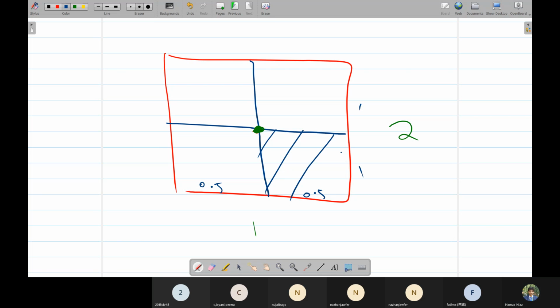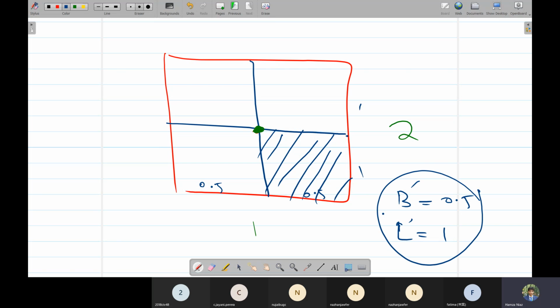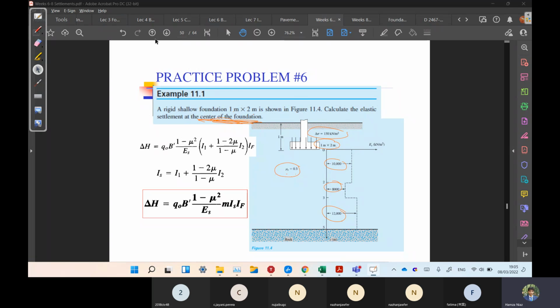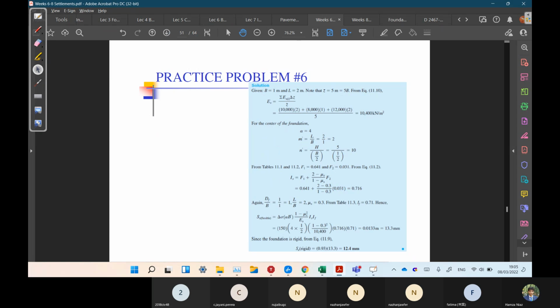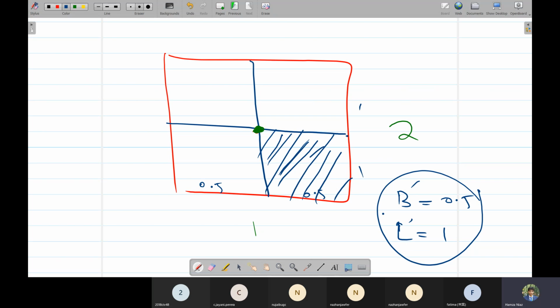So for one part, our B value would be 0.5 and the L value would be 1. B dash and L dash, you can say. So actually we have to use these values. In the end, we can multiply simply whatever the settlement was for this by 4. So if you see this, L over B we can calculate, and N is equal to H over B by 2. Why have they done B by 2? Because we are dividing it into 4 parts.